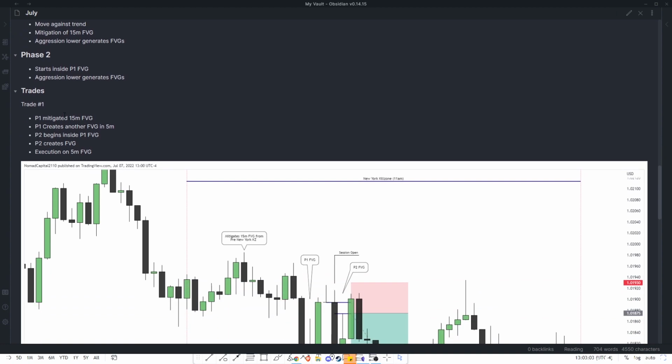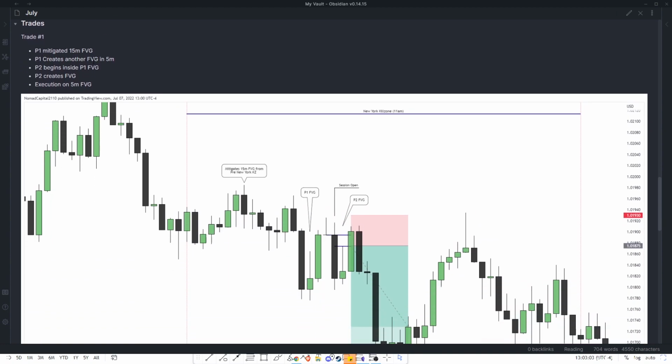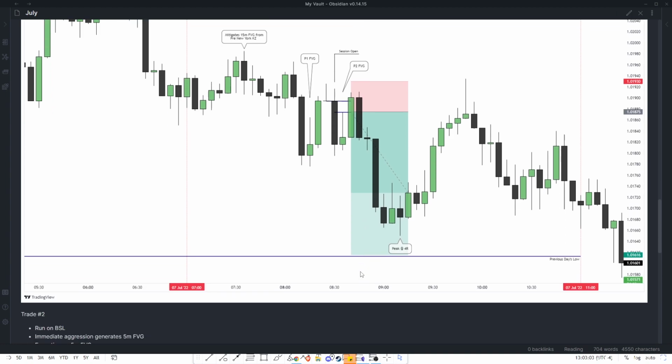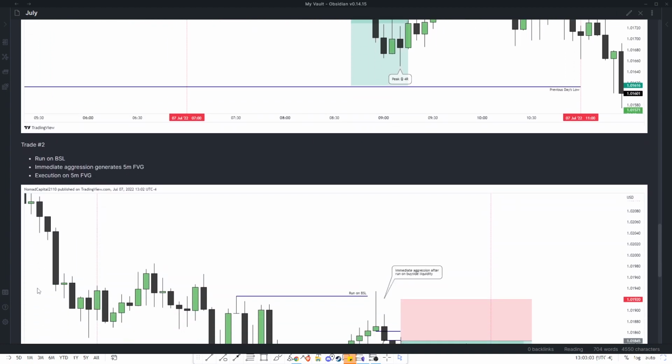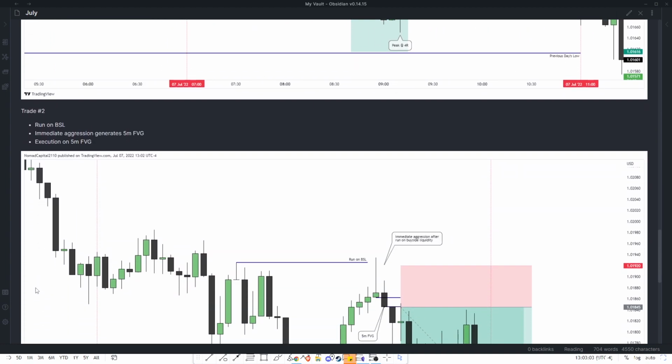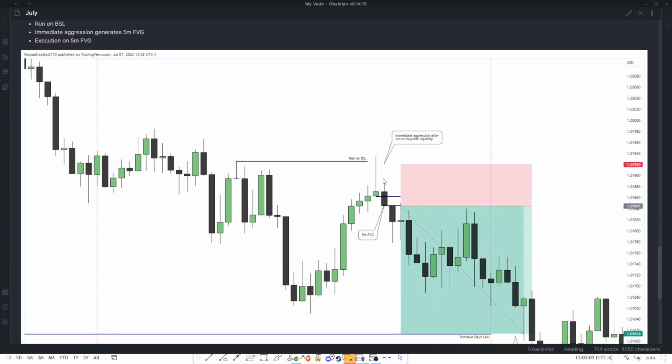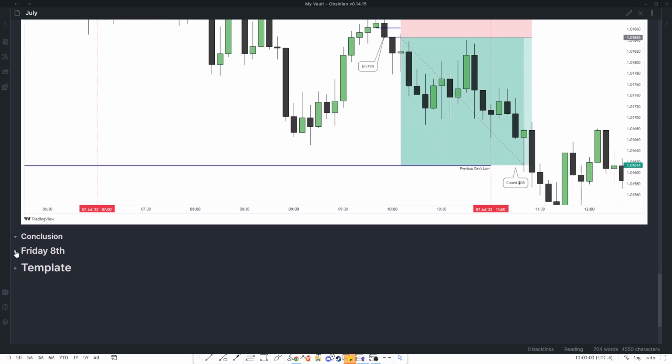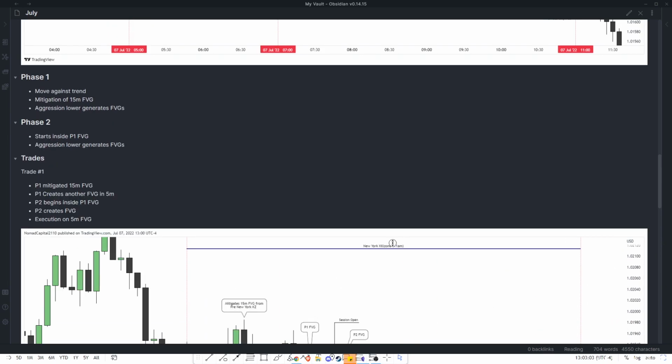And trade number 1, mitigation of 15-minute fair value gap, creates another fair value gap in 5-minute. Phase 2 begins inside phase 1 fair value gap, which is the trade that we already discussed. Trade 2, run on buy side liquidity, immediate aggression generates 5-minute fair value gap, execution on the 5-minute fair value gap. That's exactly lovely. And the conclusion will be done on my own.